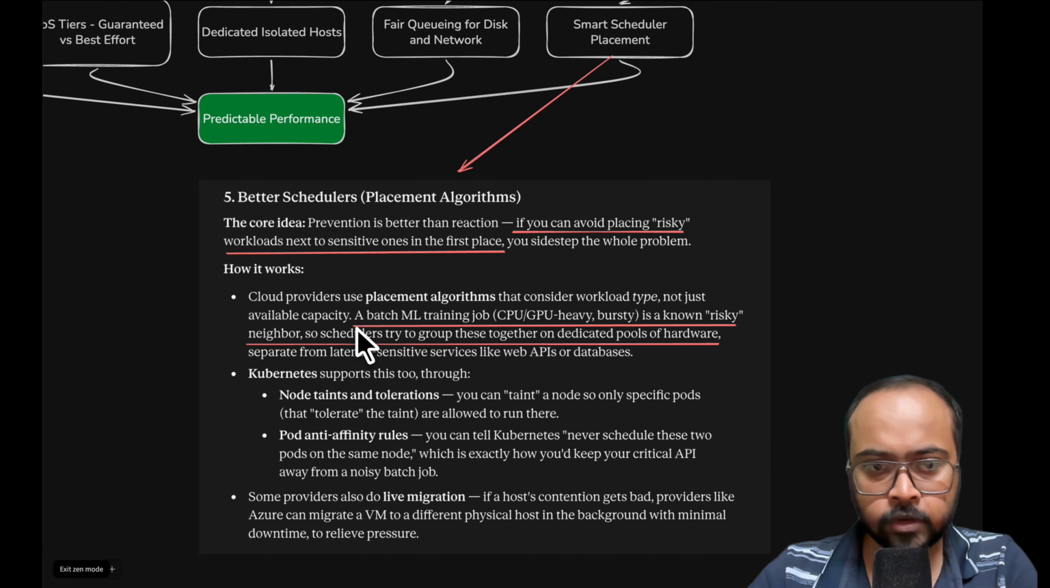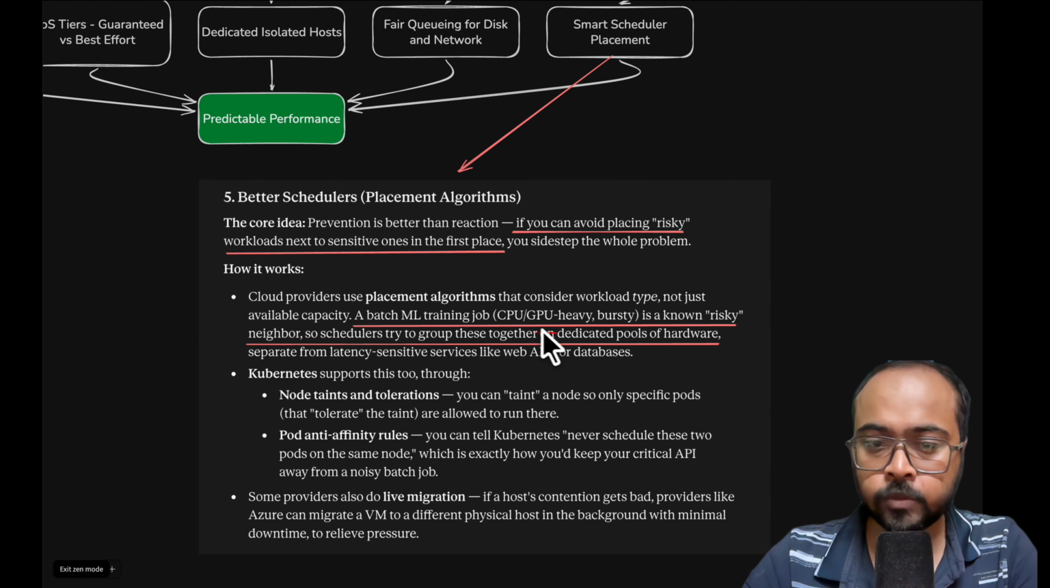For example, there is one virtual machine where a batch job is running that is training machine learning models, which consumes a lot of CPU and GPU. This is definitely a risky client or risky tenant, rather than someone who is just serving an API. So the schedulers try to ensure that if there is some customer who has the potential to cause the noisy neighbor problem for others, they group these together on dedicated pools of hardware.